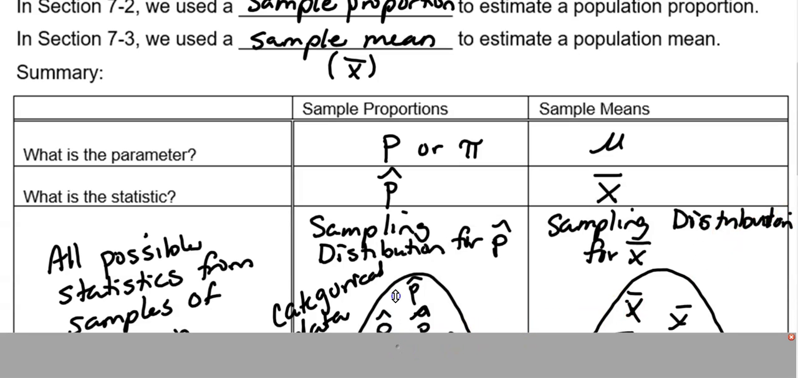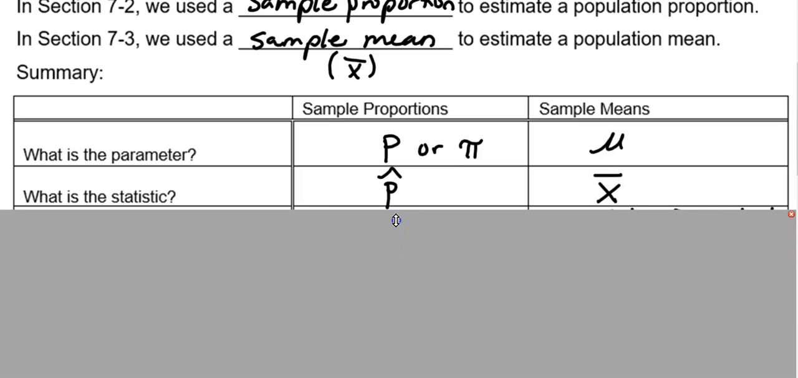So let's just start with the symbols that we use. The parameter, which deals with the population, we call P, and the statistic we call P hat. There are some books I've seen that use pi instead of P for the population parameter, so that might crop up in a problem somewhere. The parameter for means is mu, and the statistic is x bar. So mu and P are fixed numbers, they don't vary, but P hat and x bar can vary.